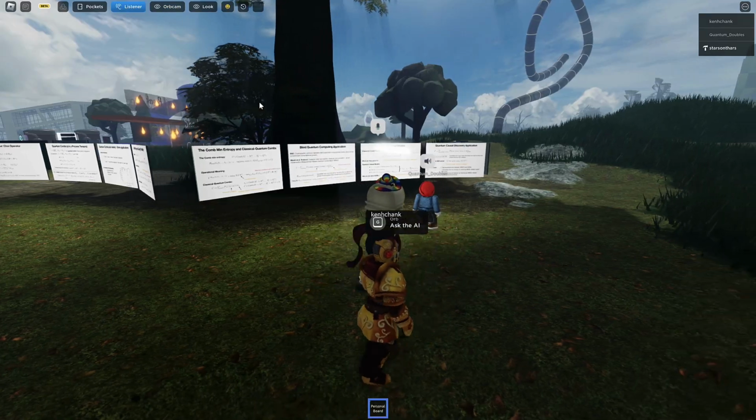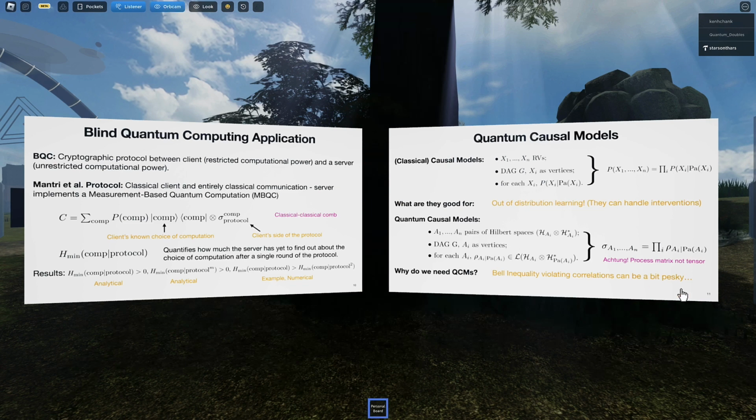Okay, yes, I see time is running quite quickly. So the next application, very briefly, is related to quantum causality, quantum causal models in particular.